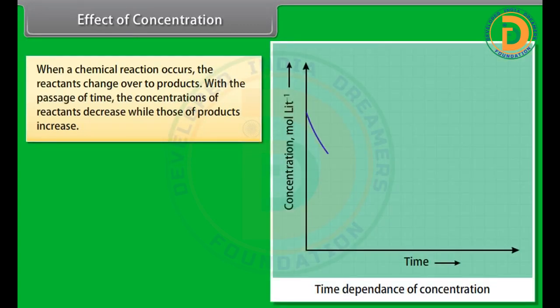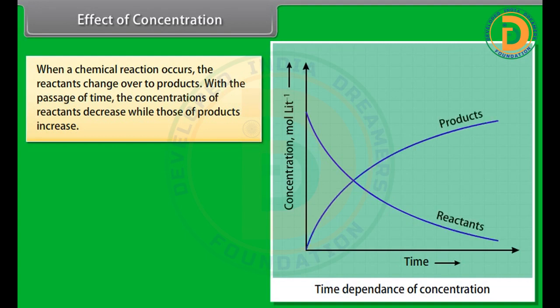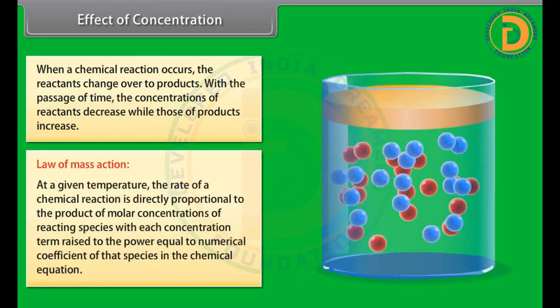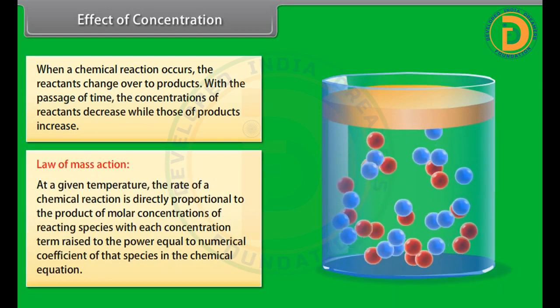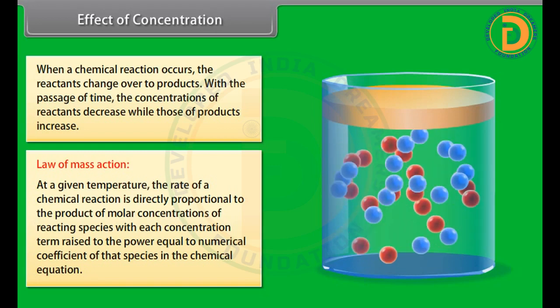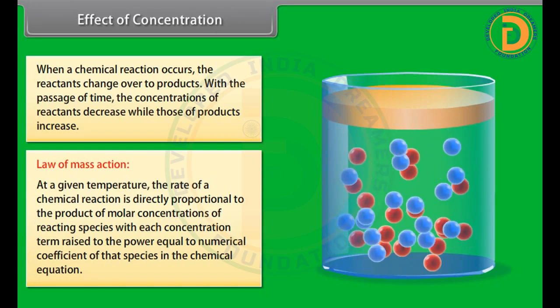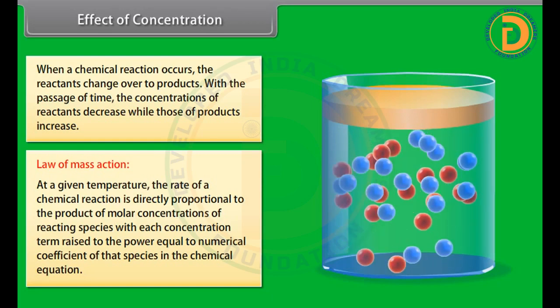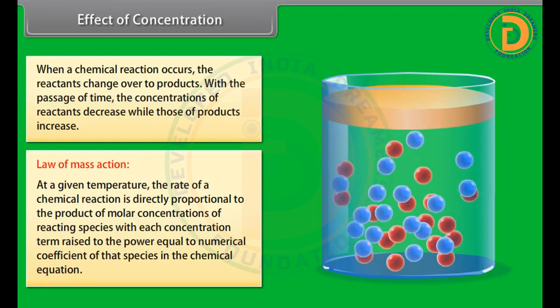Effect of concentration. When a chemical reaction occurs, the reactants change over to products. With the passage of time, the concentrations of reactants decrease while those of products increase. Law of mass action: at a given temperature, the rate of a chemical reaction is directly proportional to the product of molar concentrations of reacting species, with each concentration term raised to the power equal to the numerical coefficient of that species in the chemical equation.